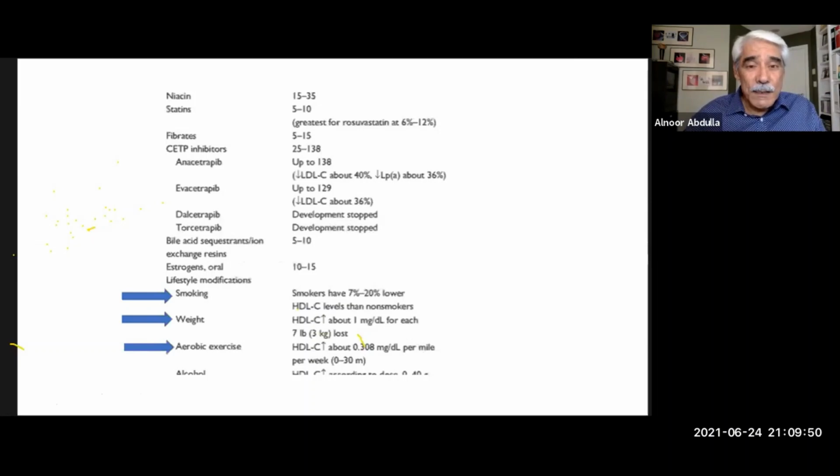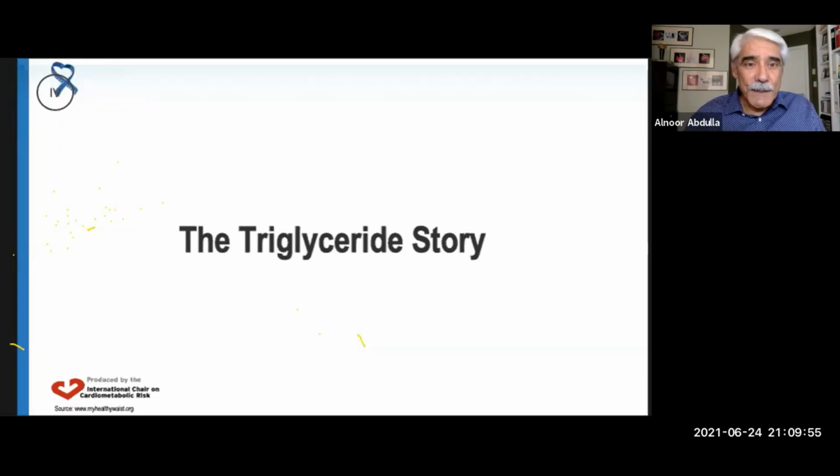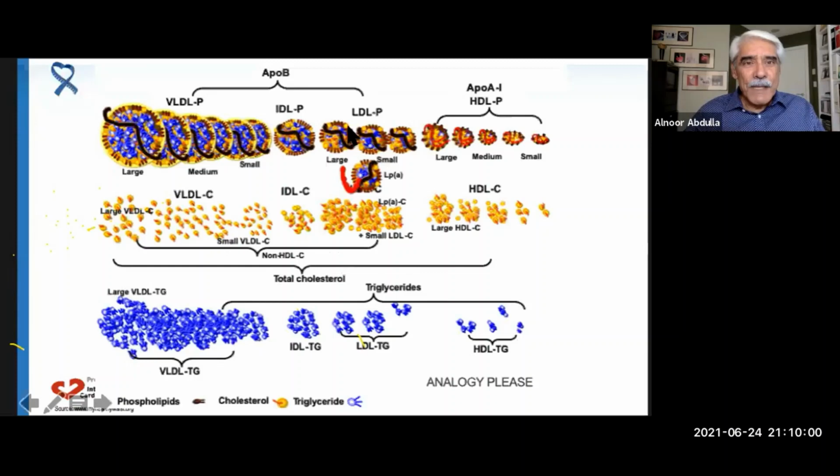All right, let's skip that, and just go quickly to the triglyceride story, because this is the important story. All right, so back to our slide. All these atherogenic particles contain triglyceride. These buoyant low-density ones contain more triglyceride. The small low-density particles contain less triglyceride and more cholesterol, and the HDL particles contain triglyceride as well. All right, and the Lp(a) contains triglyceride.